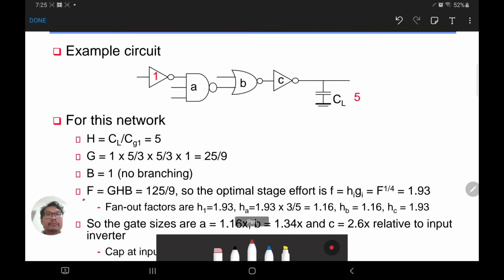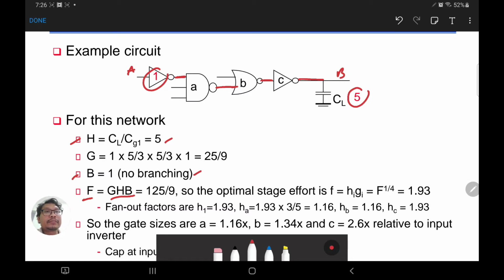First step is we need to find the F. F equals GHB, and let's look at H first. H is equal to 5. How do you get 5? H is the electrical effort, which is quite straightforward, 5 over 1. Next, let's look at branching. B equals 1. If we take the path from A to B, we go through this particular path, and there is no branching from A to B, and therefore we have b equals 1.